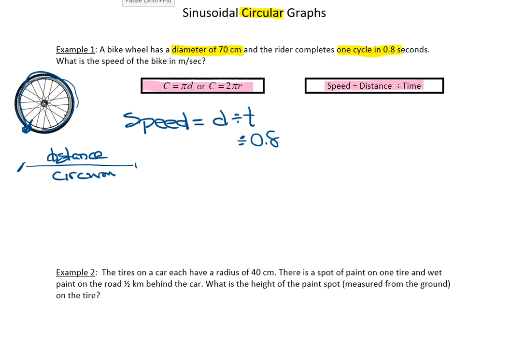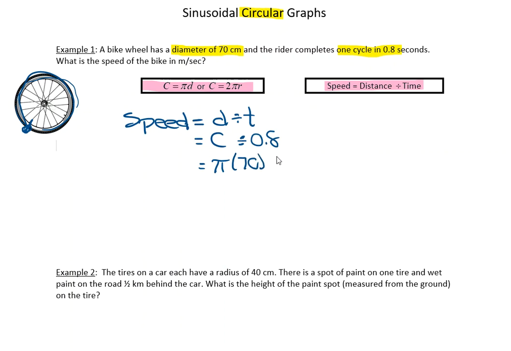Let me erase that, it's kind of messy. So the distance here is the same as the circumference. I'm going to change that to a C there. And the circumference is pi times the diameter, and the diameter, they tell us in the question, is 70 centimeters, divided by 0.8. So you get your calculator out here and you do the math, and we will have an answer there for speed.